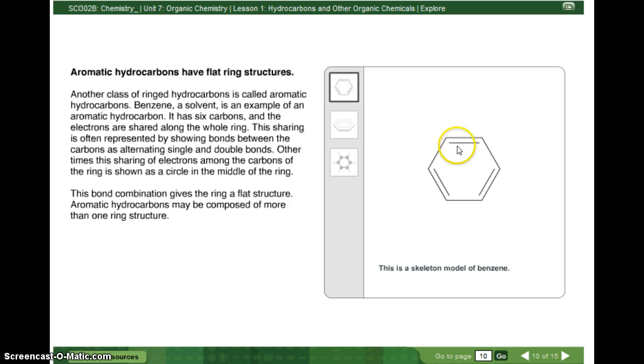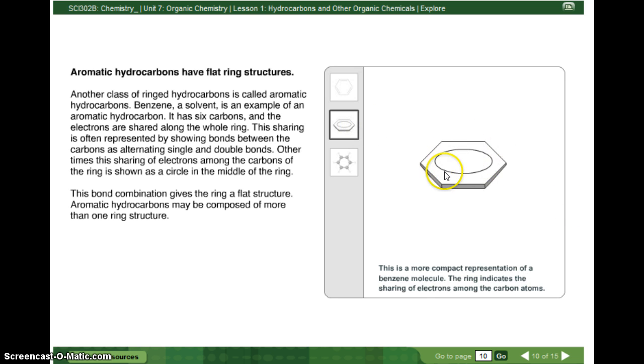Okay, this is the skeleton model of benzene. So each corner is a carbon. So 1, 2, 3, 4, 5, 6 carbons, 6 corners. These 2 share a double bond. These 2 share a single bond. These 2 share a double bond. These 2 share a single bond.